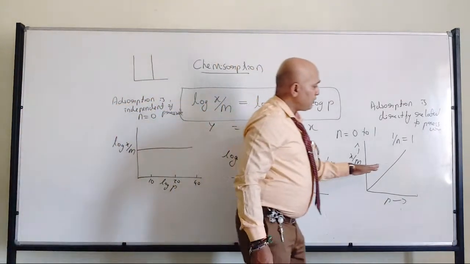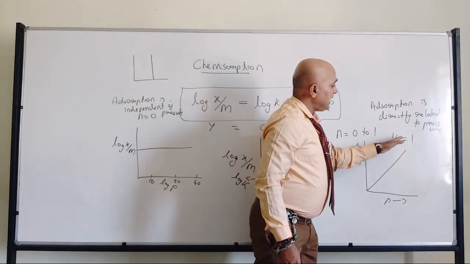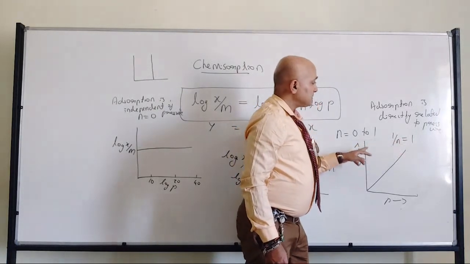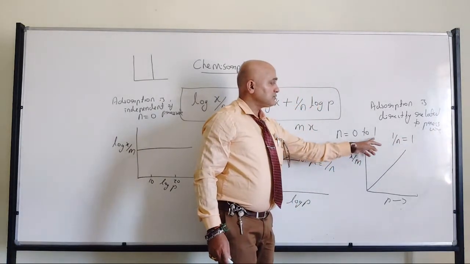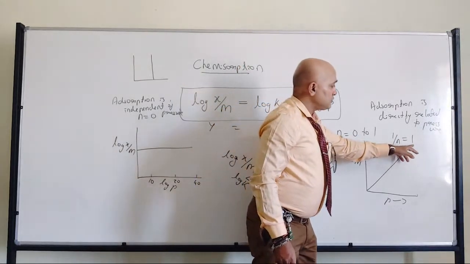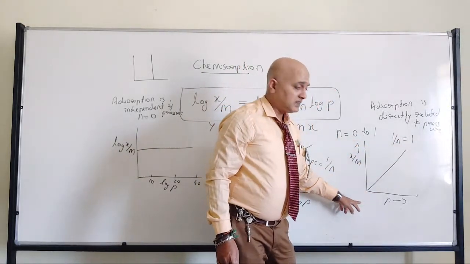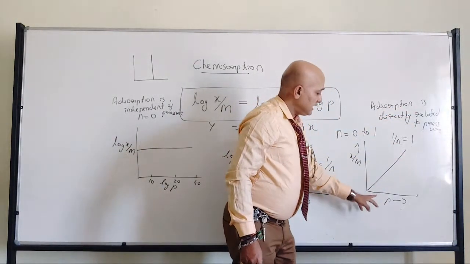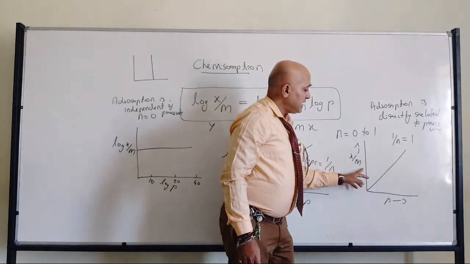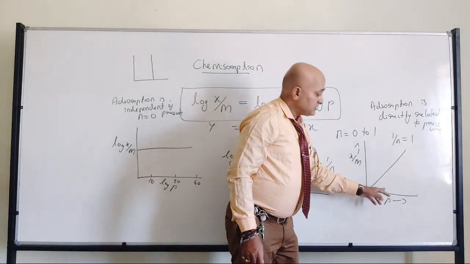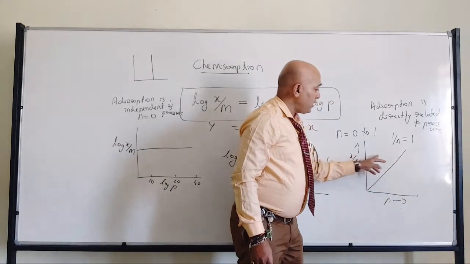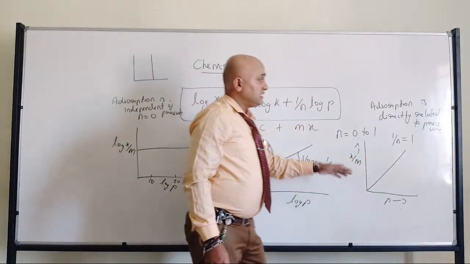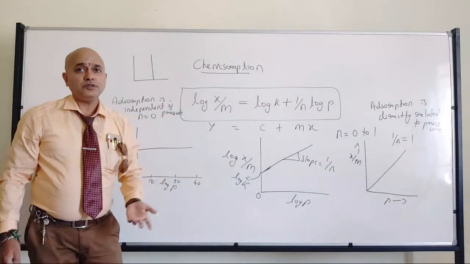Now when I am talking about this one, when 1 by n value is equal to 1, another condition. So now in that case, n value is at a higher value, that is 1. So 1 by n value equal to 1 means we are going to get the graph like this, where adsorption is directly proportional to pressure. That means if I am doubling the pressure, the x by m value will also get doubled. So with further increase in the pressure, the x by m value will also increase by the same amount. Got my point? So that's what directly proportional indicates.